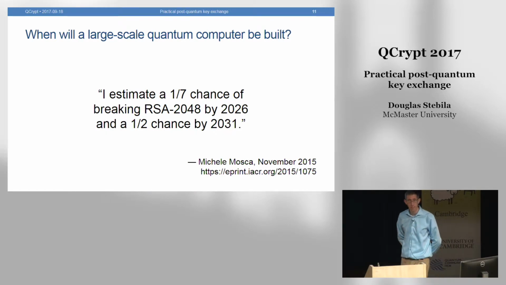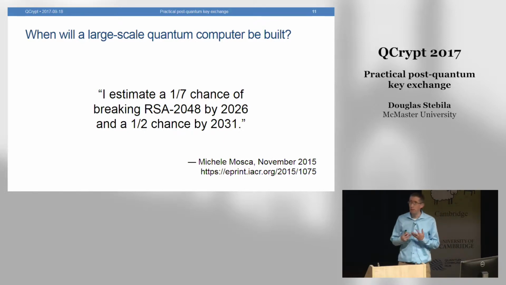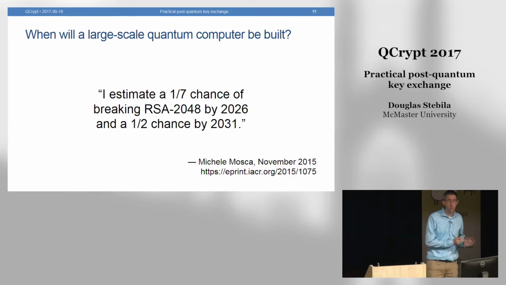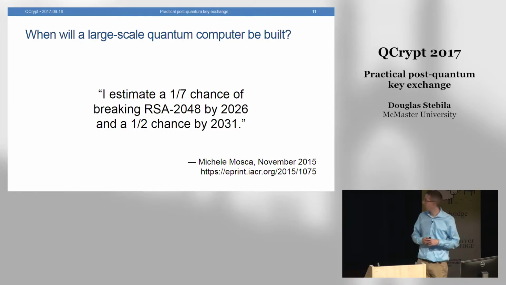So here's one estimate. I estimate a 1 in 7 chance of breaking RSA 2048 by 2026 and a 50% chance by 2031. RSA 2048, these are the public key sizes we use on the internet. Now, whether you should believe this quote or not is entirely up to you. Mike Mosca is my PhD supervisor, so I'm obliged to believe him. But anyway, this is one estimate.